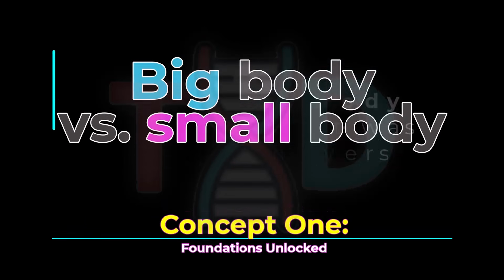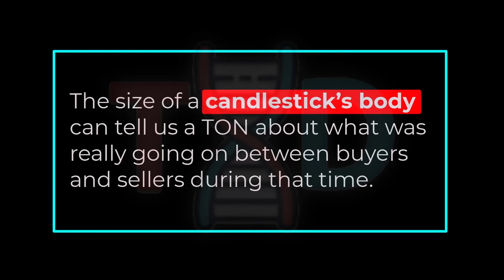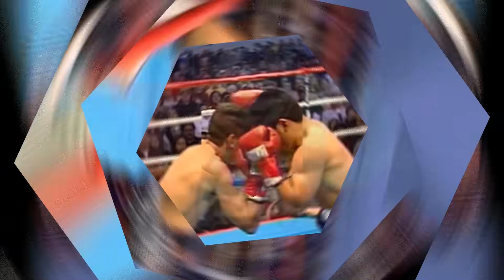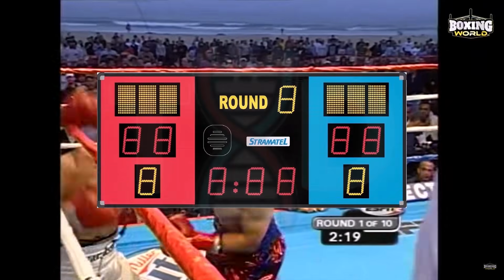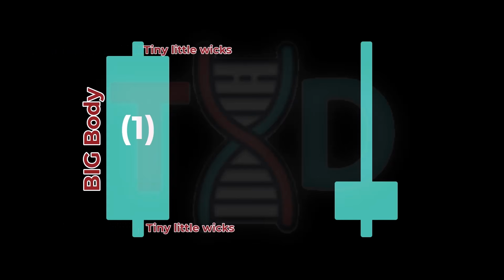The size of a candlestick's body can tell us a ton about what was really going on between buyers and sellers during that time. Think of it like a boxing match. The candle is the scoreboard. So let's look at 2 green candles. The first one has a big body and tiny little wicks.